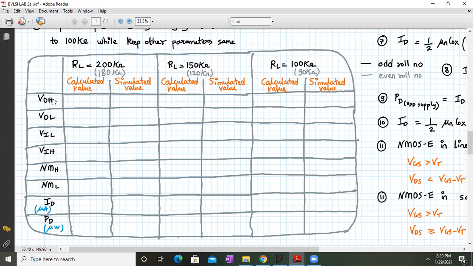For this, we have to calculate the four critical parameters, that is VOH, VOL, VIL, and VIH, both the calculated values using the equations which we'll describe shortly, and the simulated values. Similarly, you have to do it for the other resistors as well. So, noise margin high, noise margin low. Also, we need to calculate the value of the drain current ID of the transistor, and the power dissipation PD, which will be in microwatts. So we have to calculate for each case.